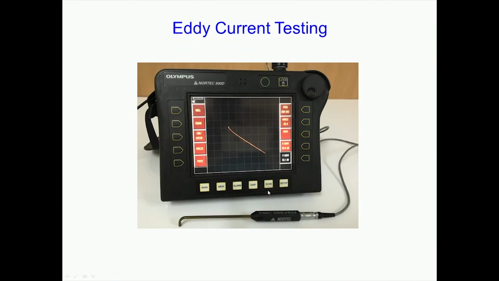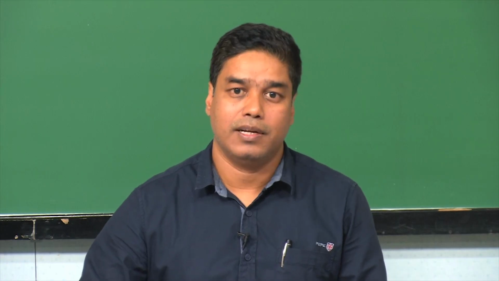And then we have seen there are different types of probes, and with the help of these probes, when you connect it to the instrument, and then you see the lift off curve, and if there are flaws or defects, they will give a signal which will come over this lift off curve, as we have seen for one of those artificial flaws which represent cracks.